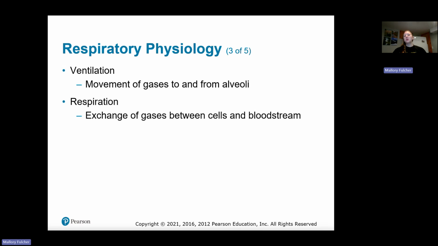Ventilation and respiration, we tend to get mixed up quite a lot. Ventilation is the movement of gases to and from the alveoli, and respiration is the actual exchange of gases between the cells and the bloodstream. So if we were to just take a set of lungs, right? If we just had a set of lungs, no body attached to it, and we pushed air in and out of those lungs, we have ventilation. We are ventilating those lungs. But it's not really doing us any good, right? Because there's not a person attached to it.